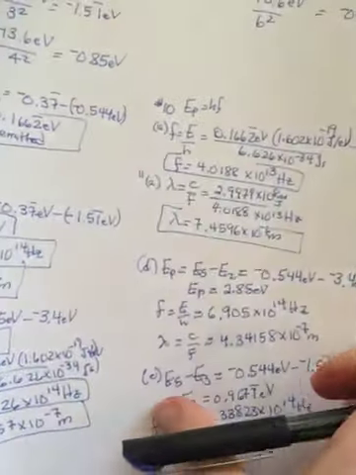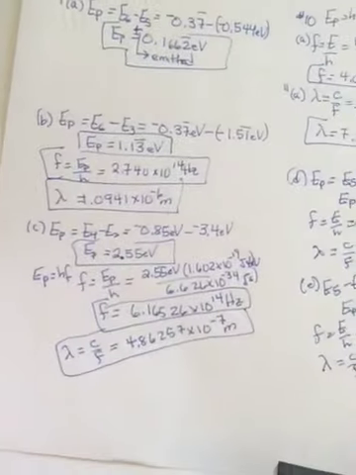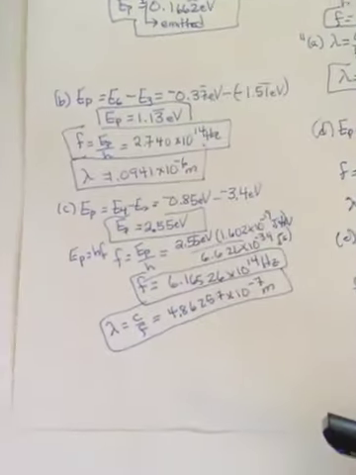Okay, so they probably could have only given you like 3 of those. That was a little painful to do all of those. All right, so that was number 11.